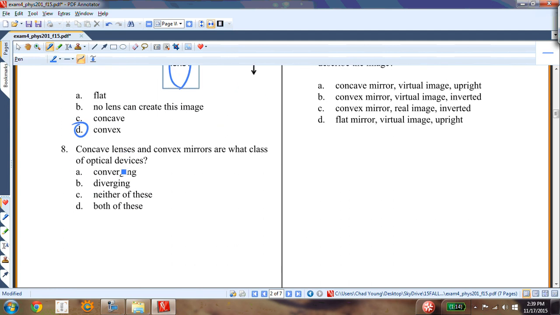Concave lenses and convex mirrors. A concave lens looks like this. A convex mirror looks like this, where your object is over here and the mirrored side is here. What type of devices are these? These are both diverging. That means that light rays coming in diverge like this, or here like this.